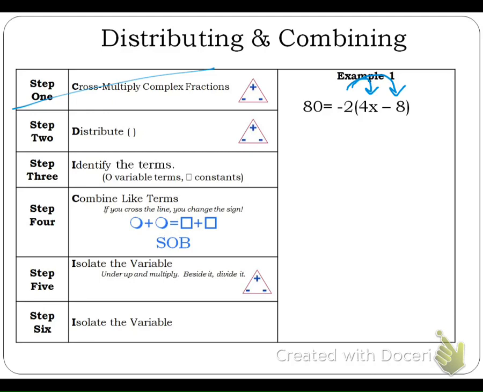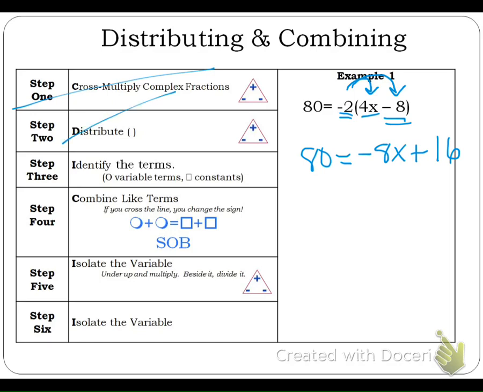So I'll just start copying down the problem. 80 is equal to, and as I work from left to right and then I see, oh, I need to distribute, I'll go ahead and do my multiplication now. -2 times positive 4x is negative 8x. Then multiply the -2 times the -8. Yeah, don't forget the sign there in front. A negative times a negative is a positive. 2 times 8 is 16. So we've distributed.